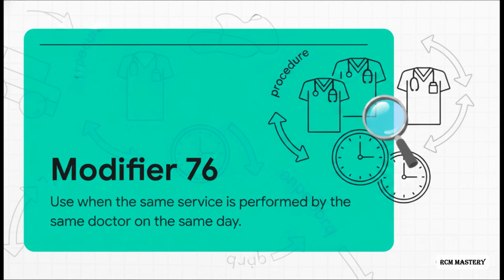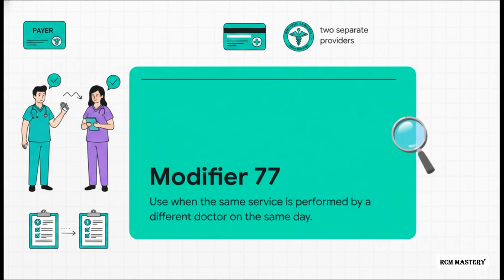So let's lock this in. Modifier 76 is for a repeat procedure by the same doctor on the same day. Just think of it like this. The doctor had a valid medical reason to do the exact same thing all over again. And you guessed it, modifier 77 is basically the same scenario, but this time a different doctor comes in to perform the repeat service. This is your signal to the payer that two separate providers were involved on that day.